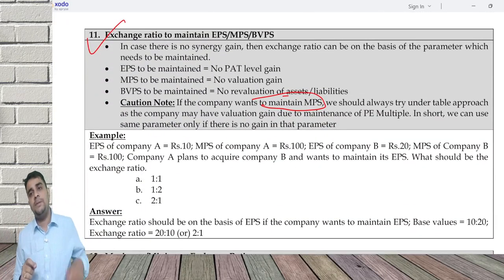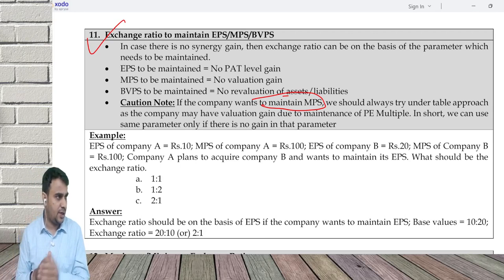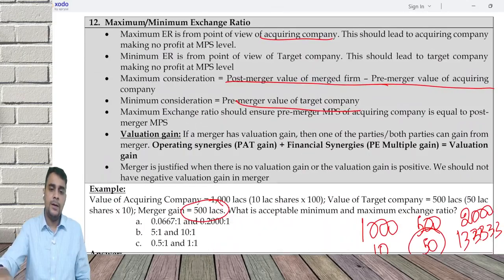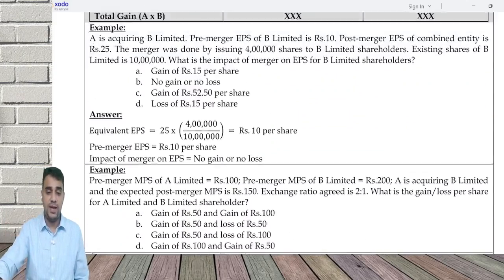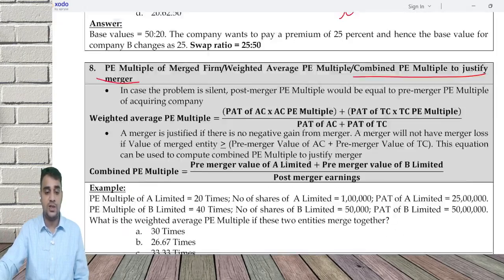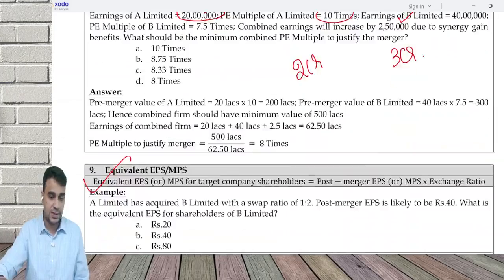Exchange ratio to maintain EPS, MPS, BVPS. EPS to be maintained on the ratio of EPS. MPS to be maintained on the basis of MPS. BVPS to be maintained on the basis of BVPS. In this exchange ratio part, be a little cautious: if you want to pay something extra, please adjust it in the base value.